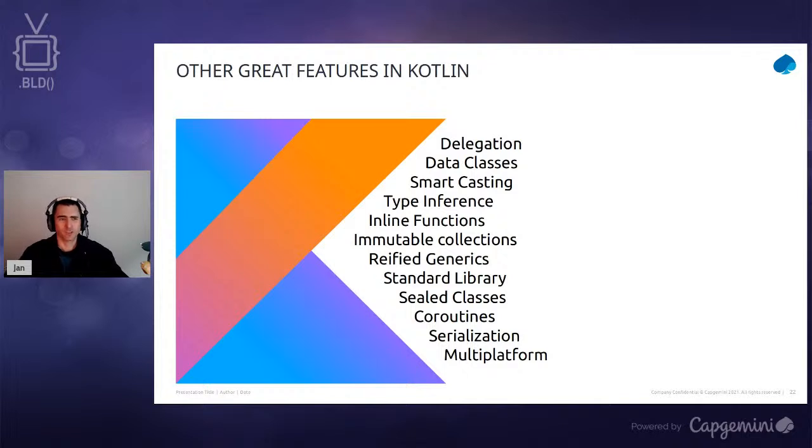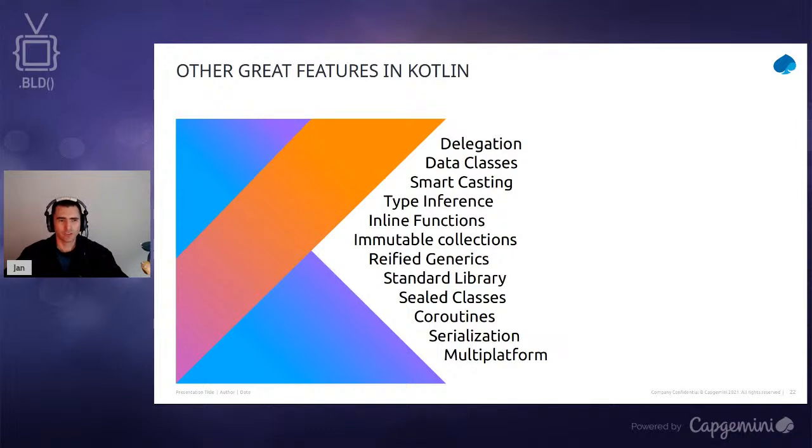Inline functions. Inline functions allow you to inline certain blocks of code. This is typically used in reified functions. When you compile generics in Java, it strips your types out. Kotlin allows you to inline those functions and then use reified generics. So that type T that gets compiled out in Java, you can still access in Kotlin.